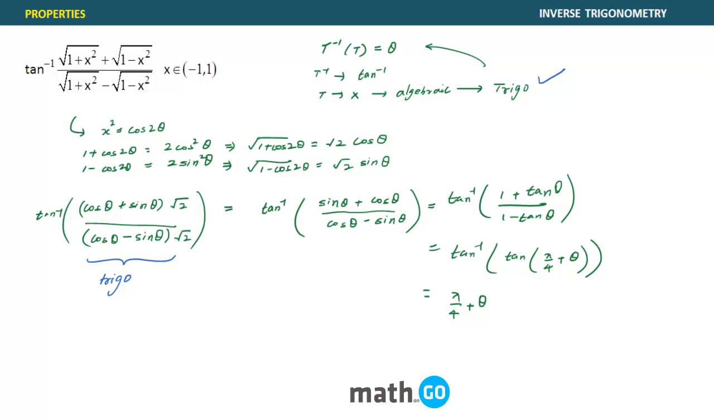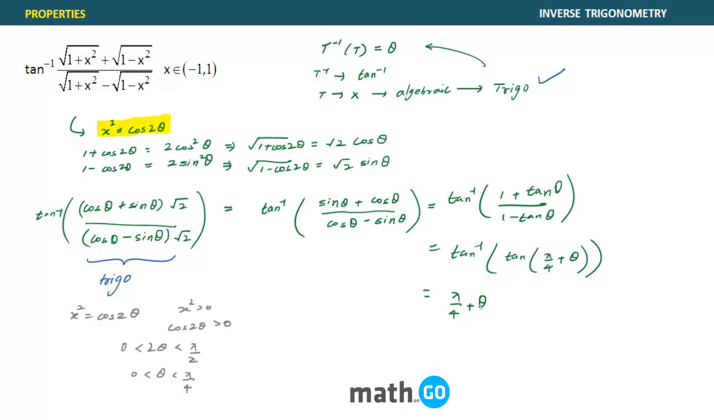Now let's see. For this we have to go back to what we did here. So x square is equal to cos 2 theta. Let me write it again. So x square is equal to cos 2 theta. So x square is positive, right? That means cos 2 theta is positive. That means 2 theta must have been in the 0 to pi by 2 category, right? Then theta must have been in this particular branch, right?